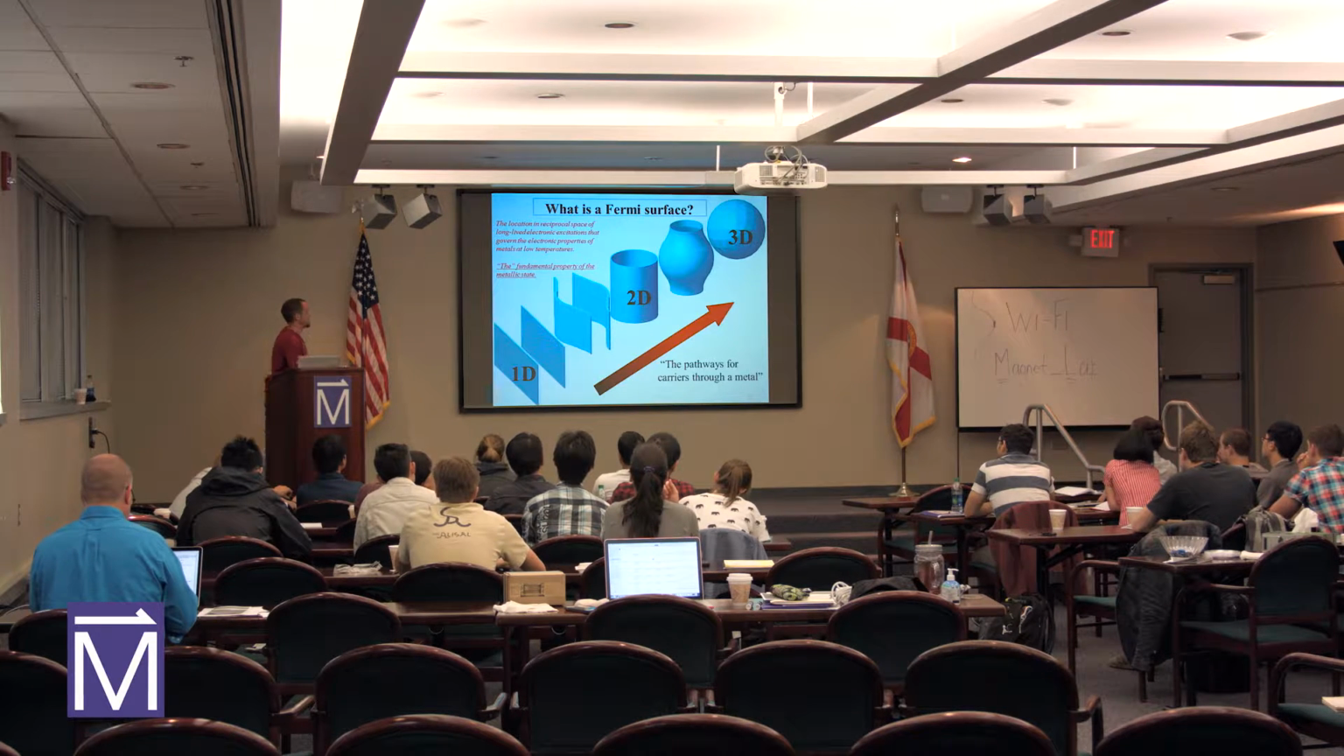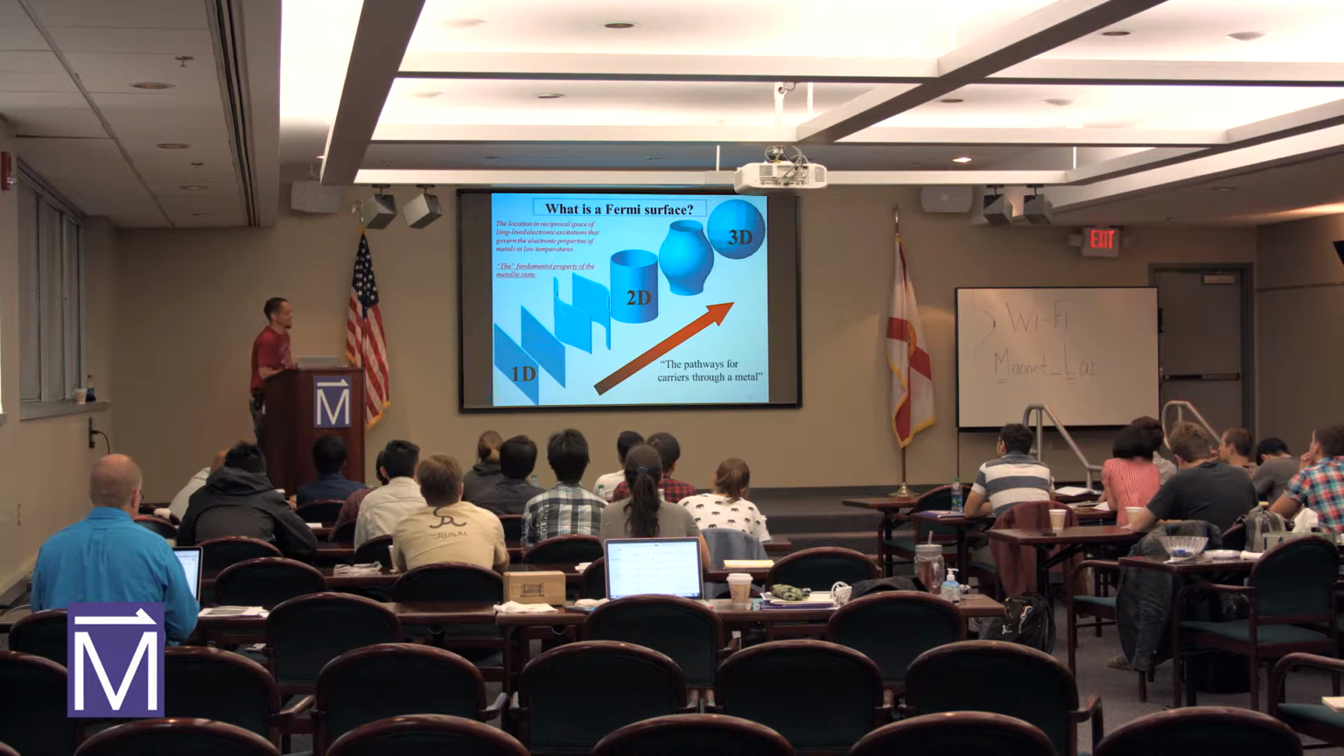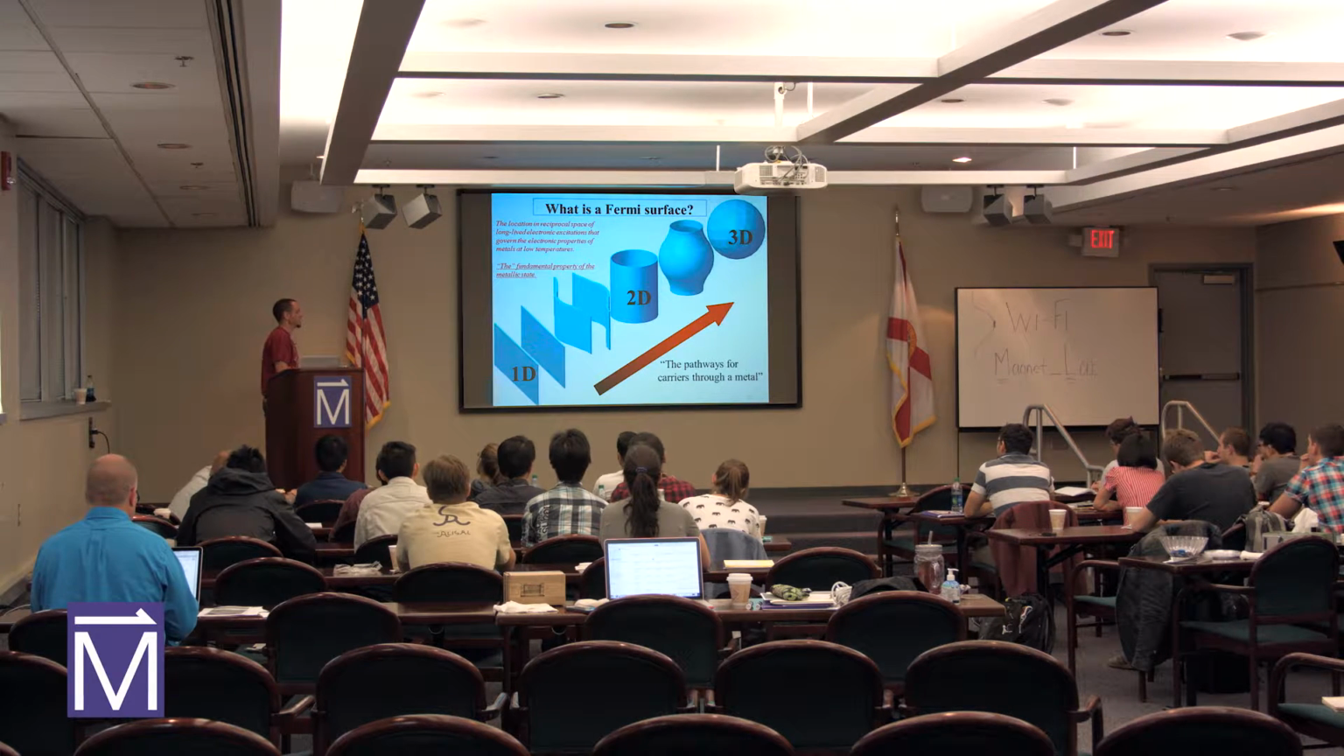The scientific sounding explanation of what a Fermi surface is, probably taken from a textbook, is the location in reciprocal space of long-lived electronic excitations that govern the electronic properties of metals at low temperatures. That's kind of a mouthful. It doesn't really tell us what it is, though. It's kind of the fundamental property we chase down for materials in the metallic state.